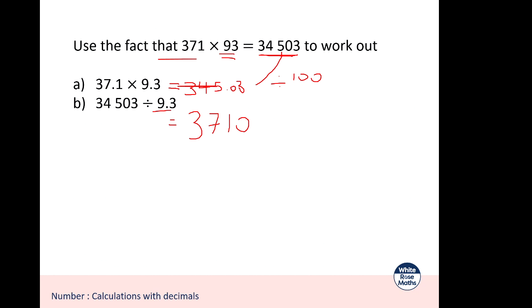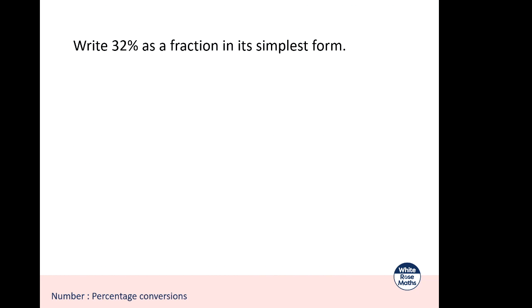Again, revise this topic for the foundation sheet tier as well as higher tier. Write 32% as a fraction in its simplest form. So percentage is out of 100, so it'd be 32 hundredths. They're both even, so I can halve it, so I get 16 fiftieths. Divide top and bottom by 2 again.